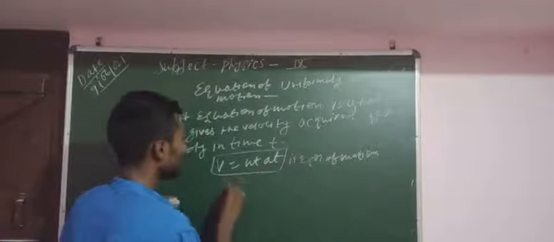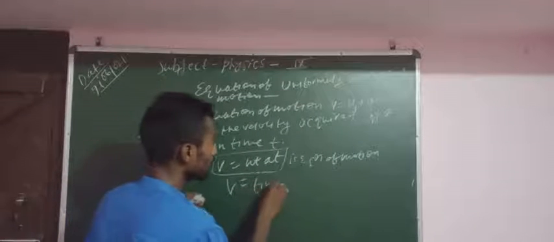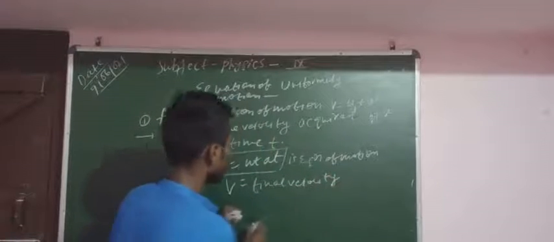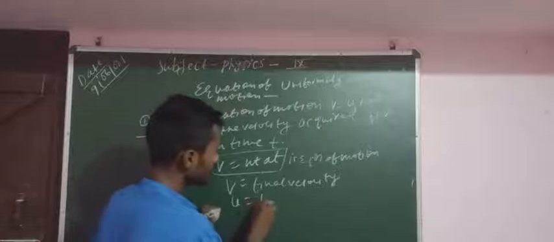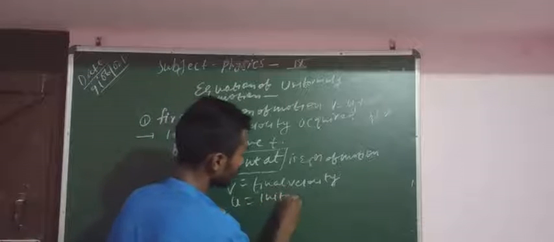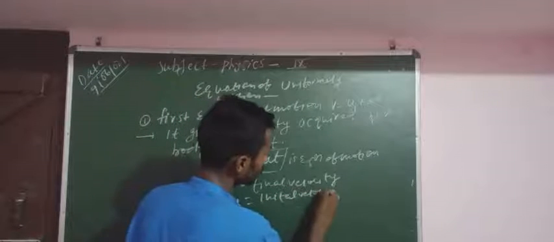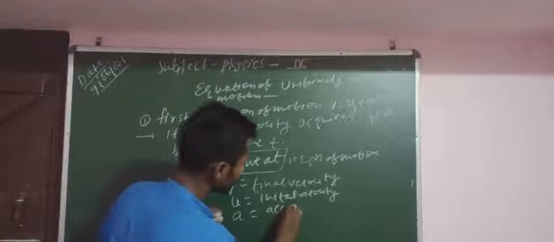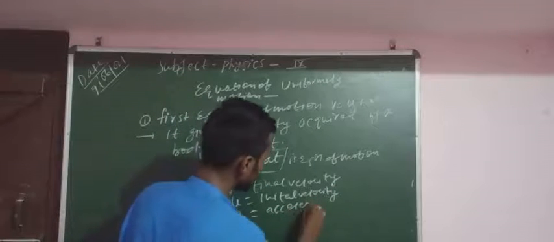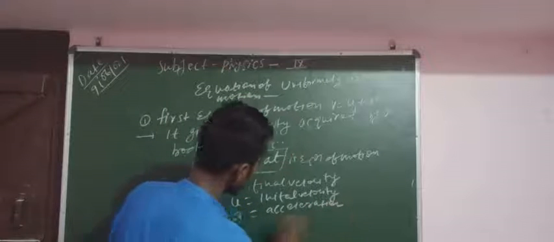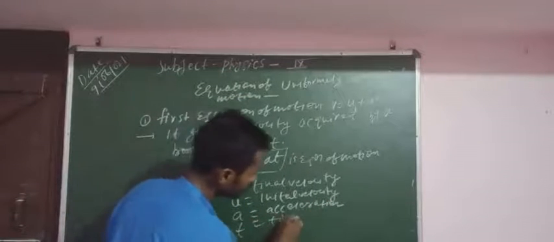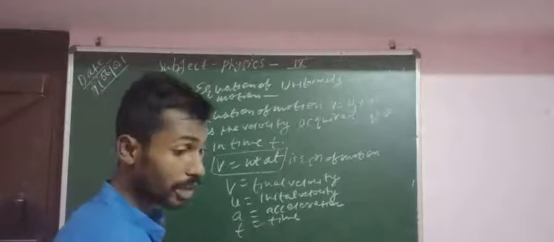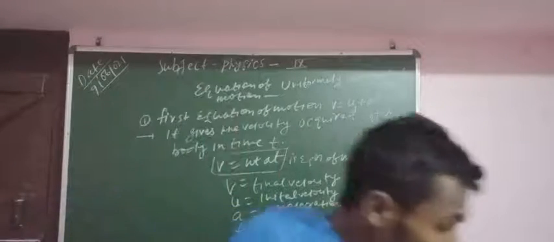As we know, v equals final velocity, u equals initial velocity, a equals acceleration, and t equals time. I will prove it.